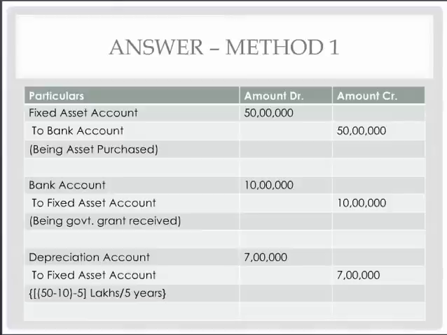Salvage value remains the same, useful life remains the same, so your depreciation becomes 50 lakh minus 10 lakh, that is 40 lakhs, minus salvage value of 5 lakhs divided by 5 years, which is 35 lakhs divided by 5 years, which is 7 lakh rupees, for which you will pass a journal entry, depreciation account debit to fixed asset account 7 lakh rupees.